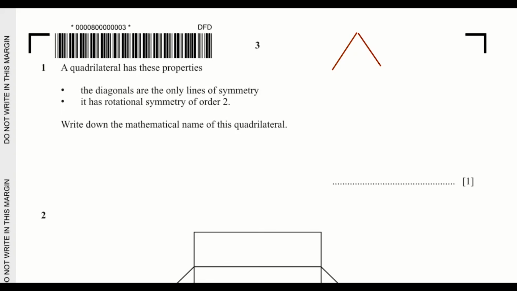it has 4 equal sides. So you have the first one. This is the first line of symmetry. So this will be the second line of symmetry. And when you rotate it from 0 degrees to 360 degrees, it looks like itself twice. That means it has order 2. So the name of the mathematical shape that meets these criteria is a rhombus.